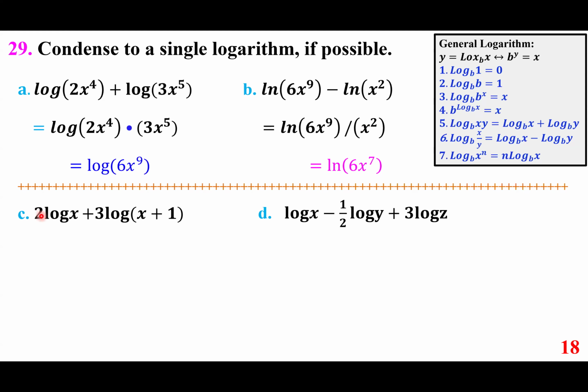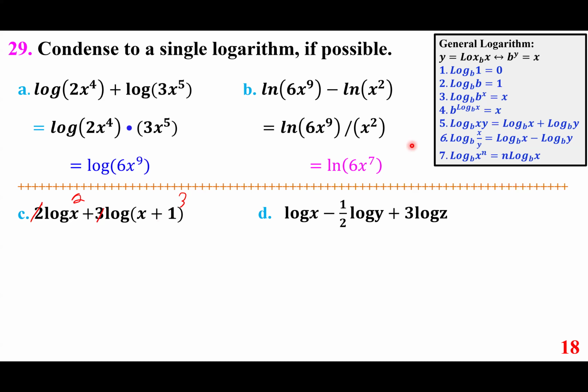Let's see what we do here. First, I'm going to use number 7, and I'm going to go from right to left. In other words, we get rid of the 2, and we put it here. So we have log of x squared, and log of x plus 1 cubed.